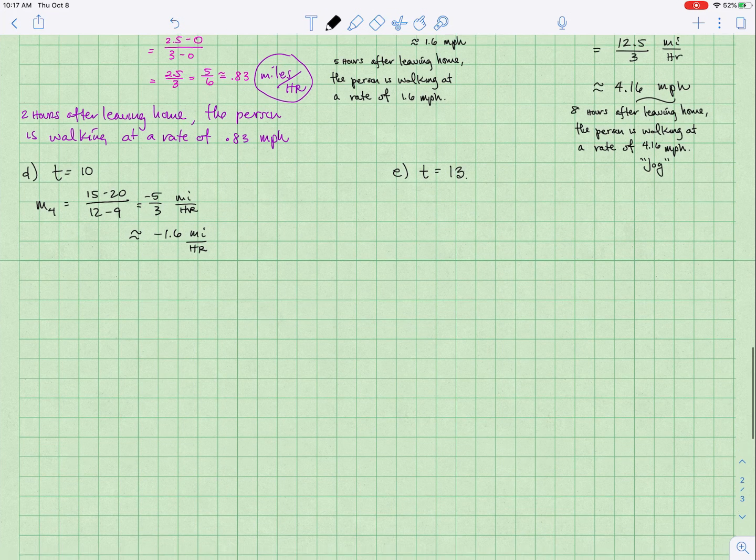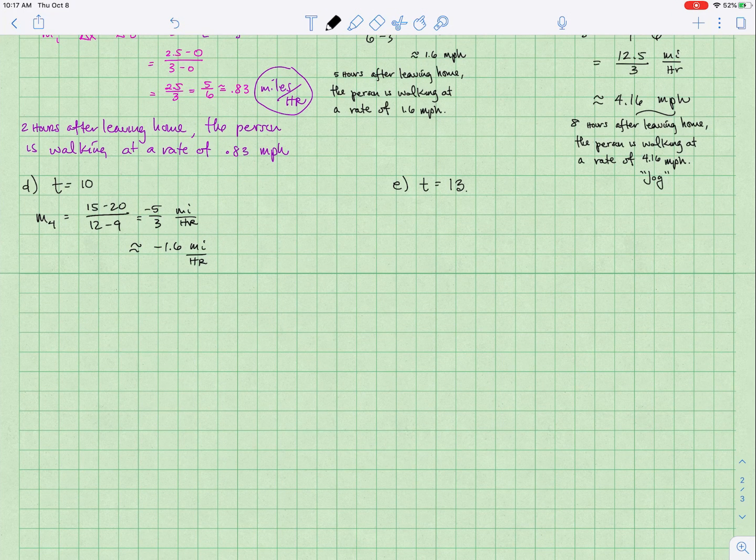So maybe we should have said that in each one of these. That is to say, in the first one, since it's positive, 2 hours after leaving home, the person is walking at a rate of 0.83 miles per hour away from home. Away from home. Away from home. So what's going on there is the distance from home is increasing because that difference was positive.